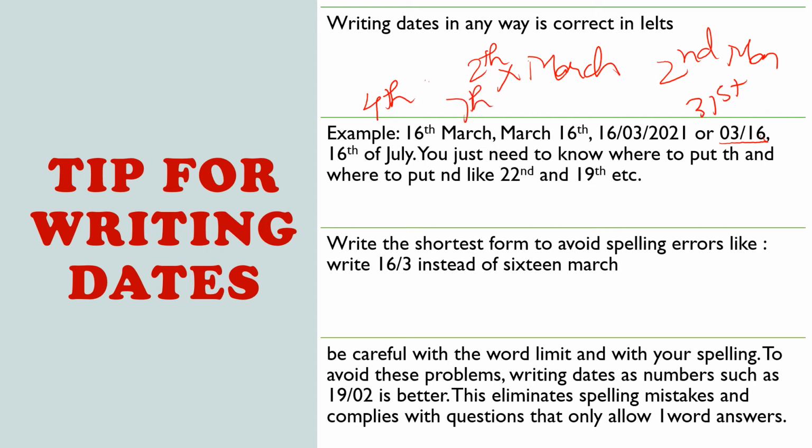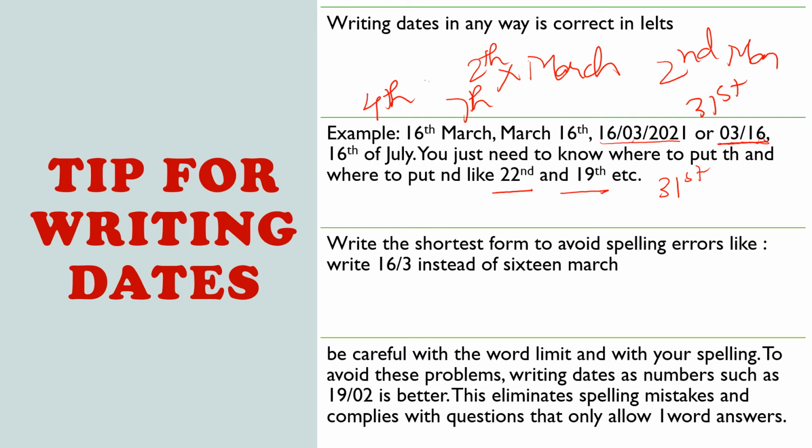So the correct th, nd, st form has to be written when you are writing your IELTS. Where you have to put nd, where you have to put th, and where you have to put st should be very clear when writing dates. And as I said, write the shortest form possible, that is 16/3, but try to write the whole year as well, like 16/3/2021, if the year is said. If the year is not said, you can just write 16th March or March 16 or 16/3. It is up to you. Try to avoid writing the letters to avoid spelling mistakes.